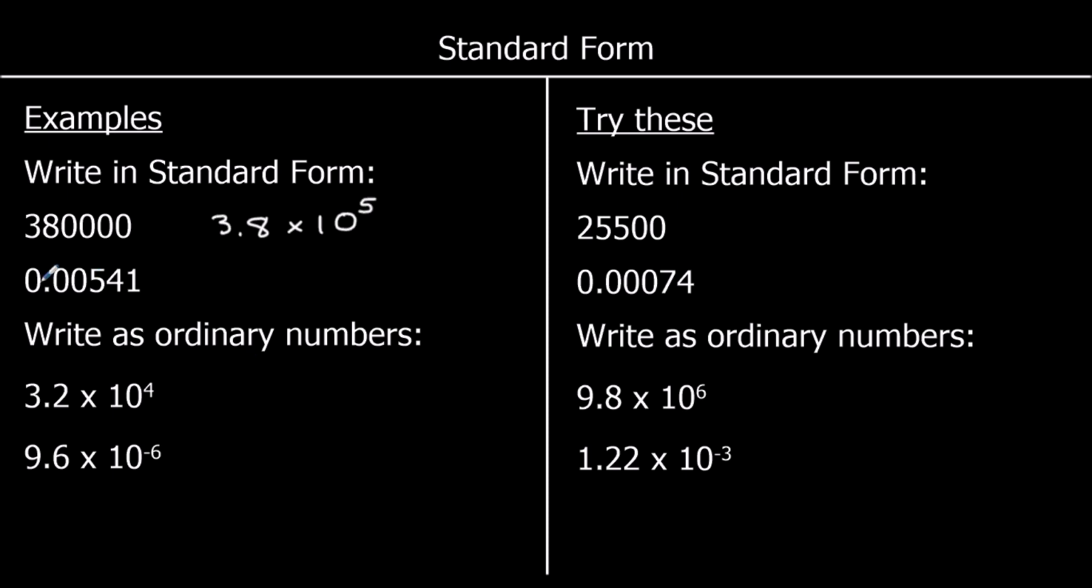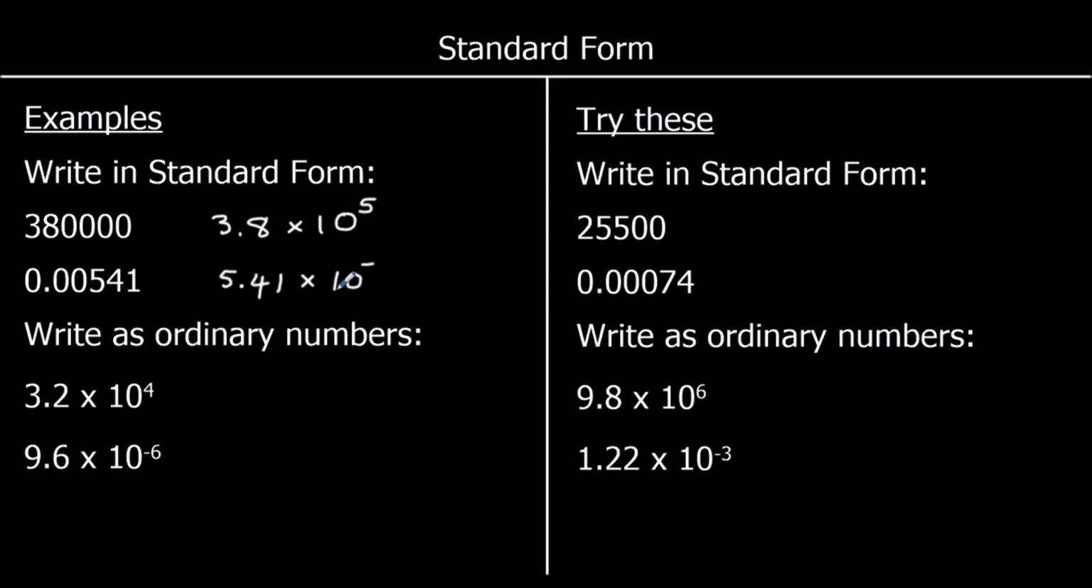The second one, we've got 0.00541. Again, a number between 1 and 10. In this case, we're going to take 5.41 multiplied by 10. How many times? Well, we actually want to divide by 10. We want to divide 5.41 by 10 a certain number of times to get 0.00541. So it's going to be a negative power. And having a negative power of 10 is the same as dividing by 10.